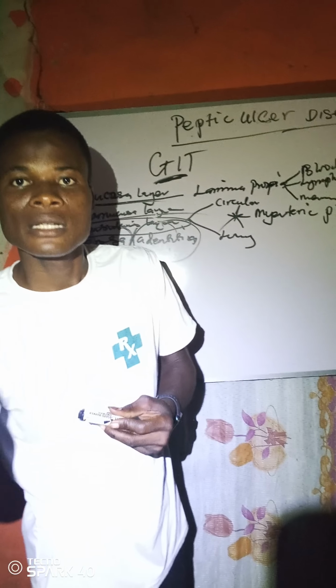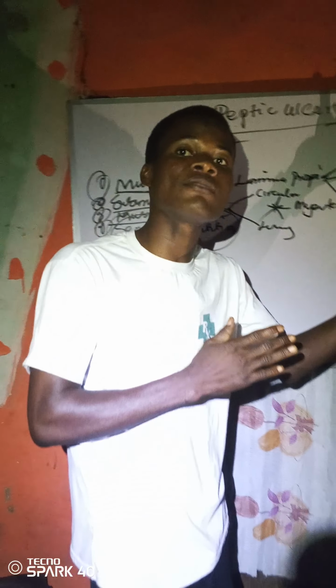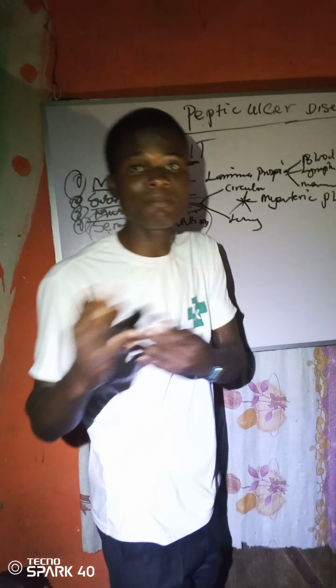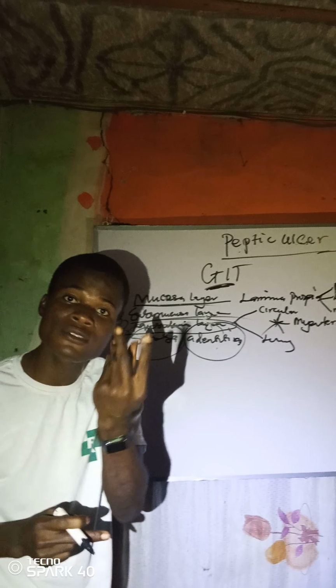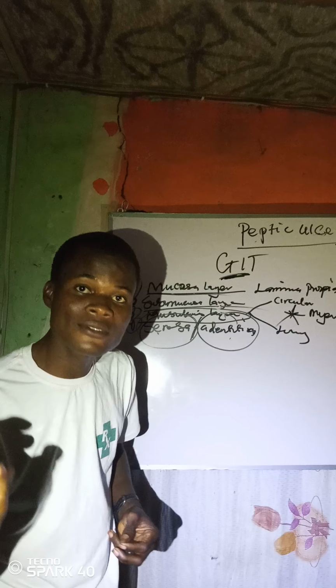The sympathetic nerves supply the sympathetic nervous system. The parasympathetic nerves supply the parasympathetic nervous system. Now, the parasympathetic nervous system is made up of two nerves. Number one is the cranial nerves.